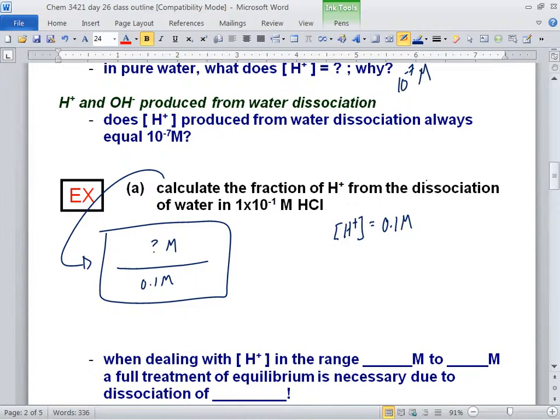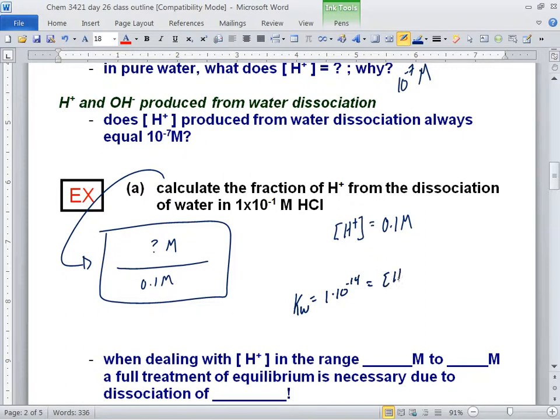So hydroxide would be 0.1 molar? No. Anybody got an idea? Use a KW. Ooh, use the KW expression, right? Because you know KW is what number, Desiree? 1 times 10 to the negative 14 at 25 degrees Celsius. That's hydrogen ion times hydroxide.